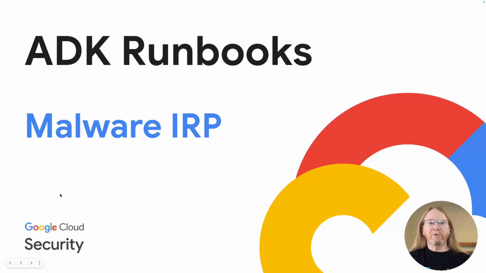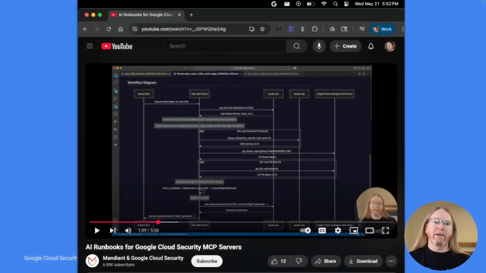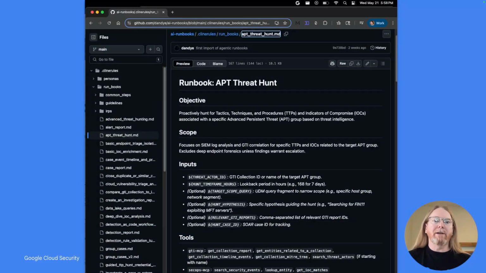I've recently released two videos related to Google's Model Context Protocol for security operations. The first introduced AI runbooks for directing MCP clients to perform work in a repeatable way, and I shared a GitHub repo with a collection of those runbooks. In the second video, I demonstrated execution of the GTI Threat Hunt runbook using Cline as my client.